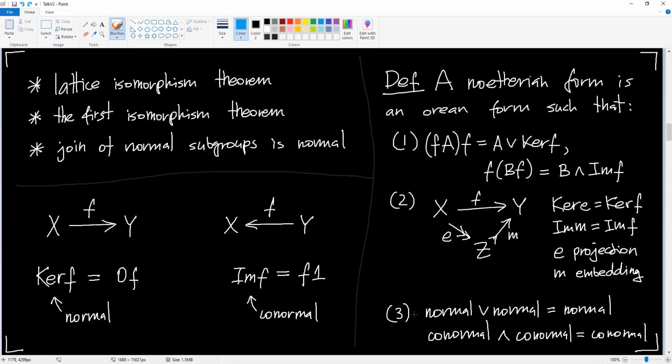An example where this is not the case is the form of additive subgroups of rings without identity. So if we consider as objects rings without identity, and a subobject is an additive subgroup of it, then the normal ones will be exactly ideals and the conormal ones will be exactly subrings. And of course, it's not true that every additive subgroup of a ring is a subring. So not everything is conormal there. But it is true that the intersection of conormals is conormal. Okay, so that's the definition of a Noetherian form.